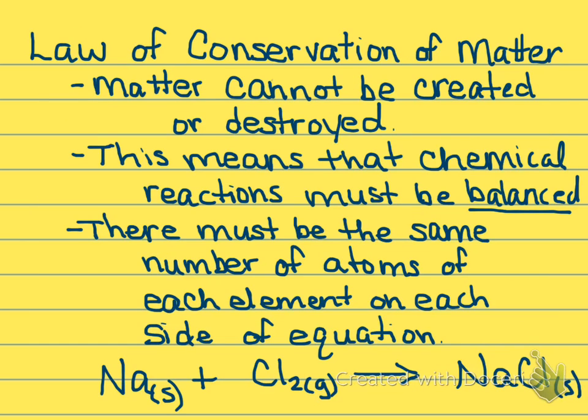An important concept for this unit as we go forward is something called the law of conservation of matter, or law of conservation of mass. And what this means is that matter cannot be created or destroyed. That means when we write an equation for something, we have to keep count of the number of atoms on both sides of the chemical equation. So if we start out with one sodium atom, we have to end up with one sodium atom. If we start out with two chlorines, we have to end up with two chlorines. And the way that we do this is through balancing chemical equations.